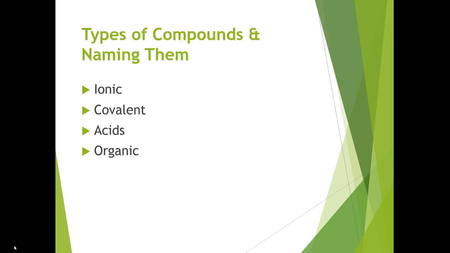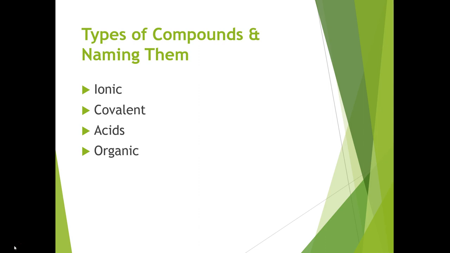When it comes to naming them and the types of compounds, we're going to be looking at ionic, covalent, acids, and organic. Within each of those, there's specific ways that you have to write those compounds as well as how they are named. So we're going to be taking a look at all of those. So just by looking at the fact that we have 4 different types, you can see we're going to be spending quite a bit of time making sure that we understand this.